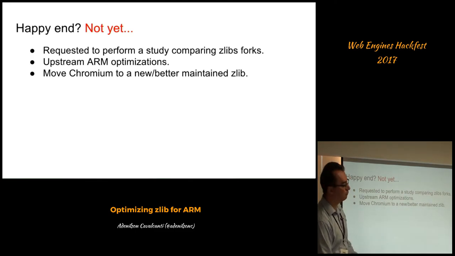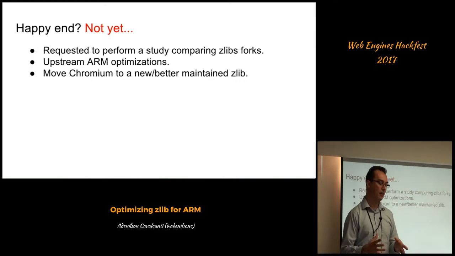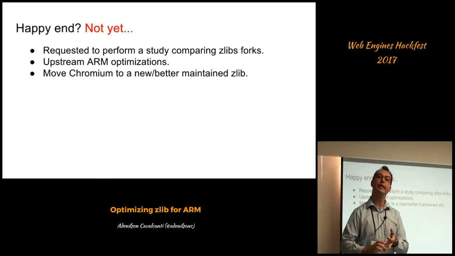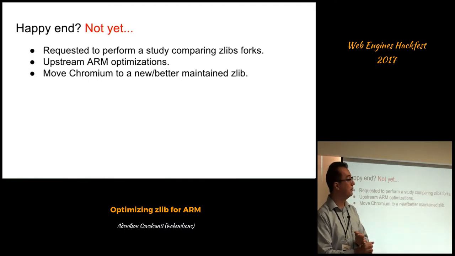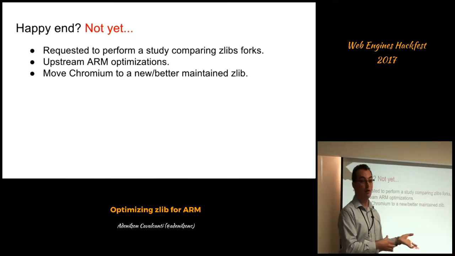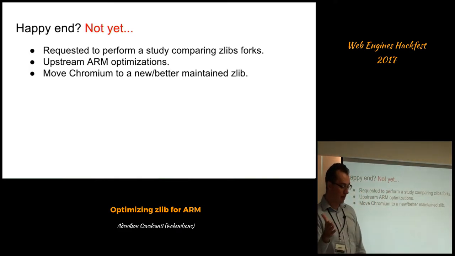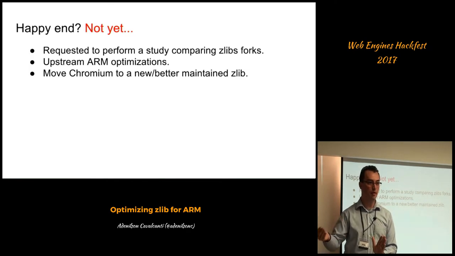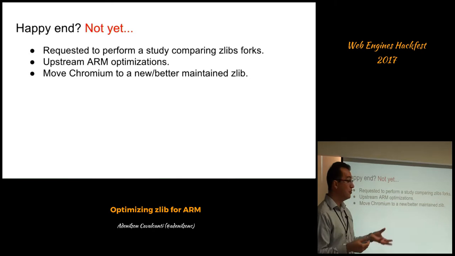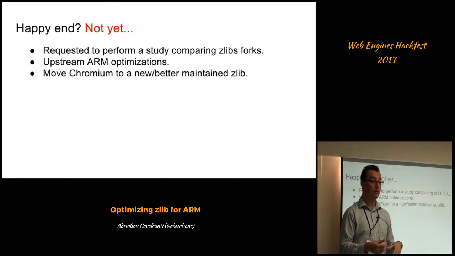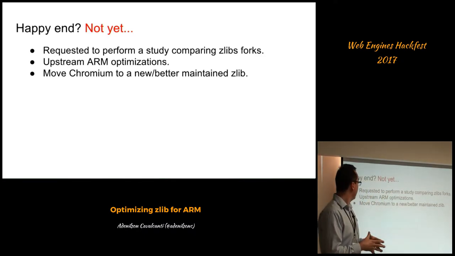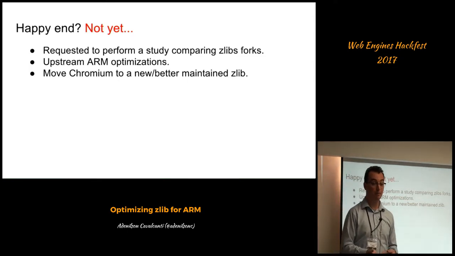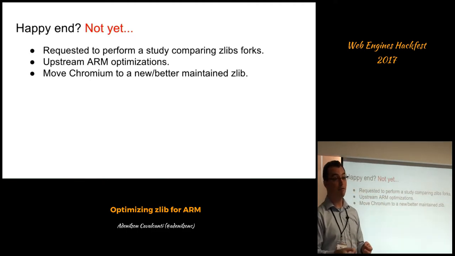Okay, so was it a happy end? No. It was because we had the Adler32 implementation done by January, the inflate fast optimization done by February, and by March, the palette expansion implementation. So in theory, all this code should already be in Chrome since last March. But I was requested to perform a benchmarking between canonical zlib and the multiple zlib forks that are available. Next, I decided to upstream some of these ARM optimizations to the container that I found, which was zlib next generation, or zlib-ng. And the whole idea initially was to try to move Chrome to a better maintained and more performant zlib. Because today we are in a situation where Chromium zlib is a fork.